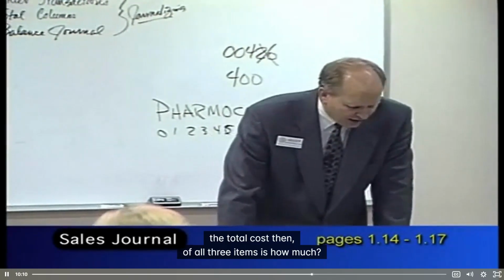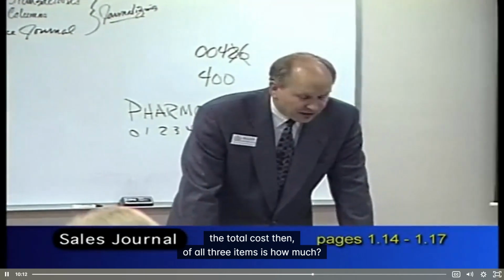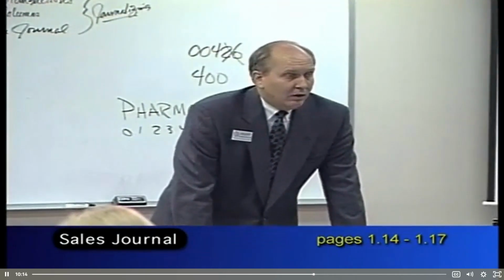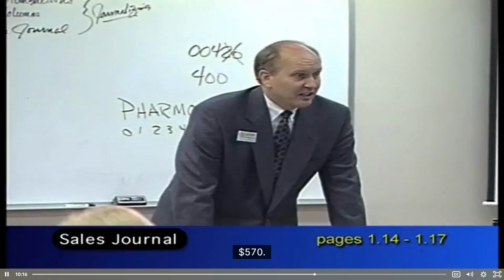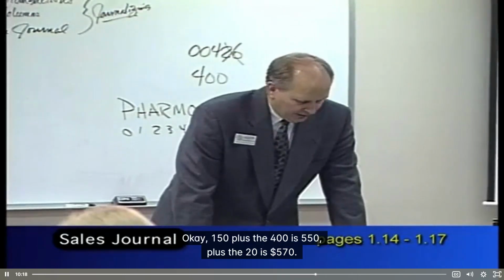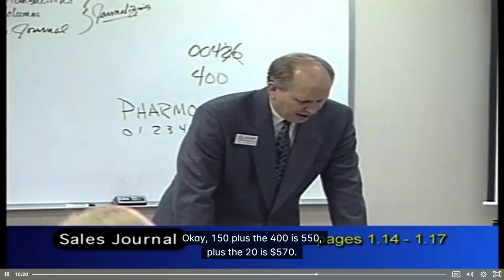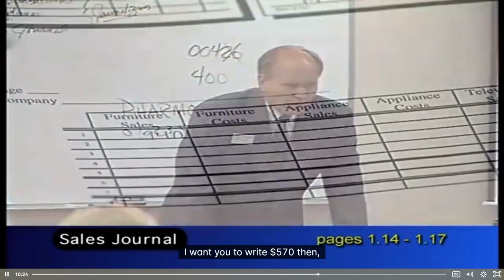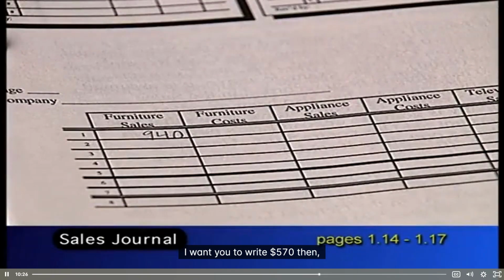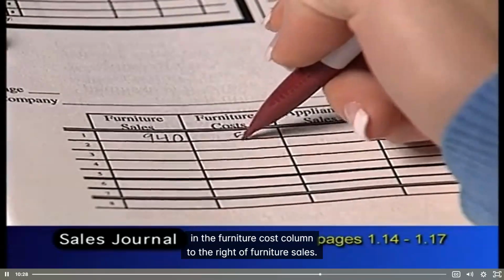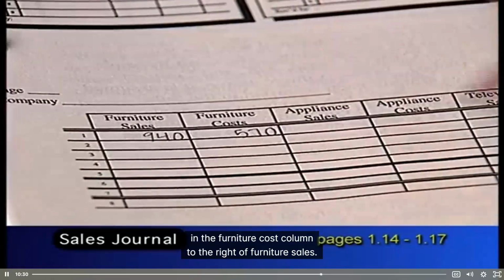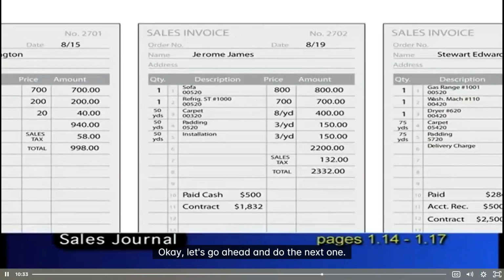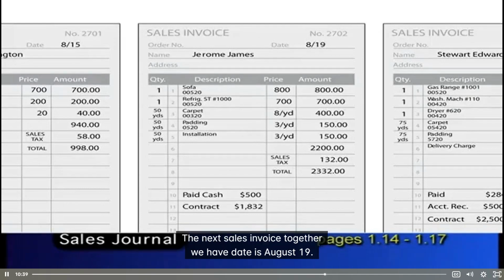Now then, the total cost of all 3 items is how much? $570. Okay, 150 plus the 400 is 550 plus the 20 is $570. I want you to write $570 in the furniture cost column to the right of furniture sales. Okay, let's go ahead and do the next sales invoice together.